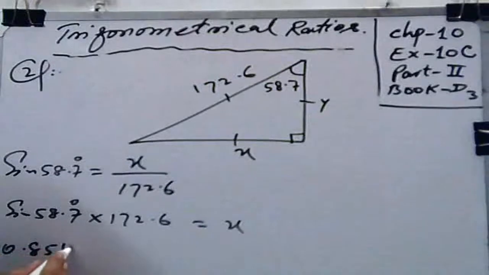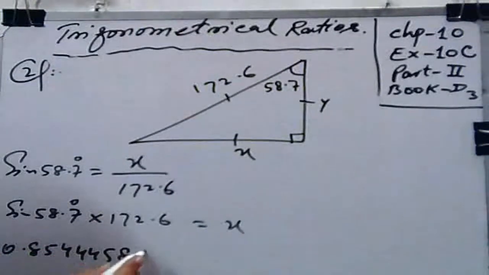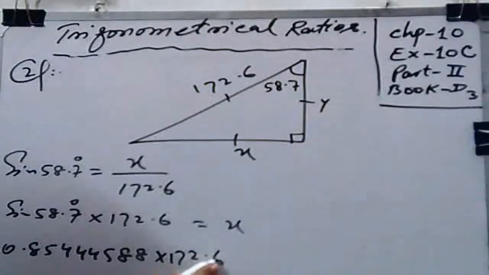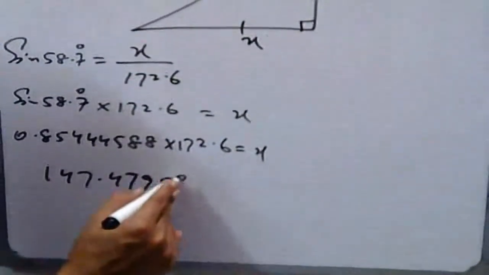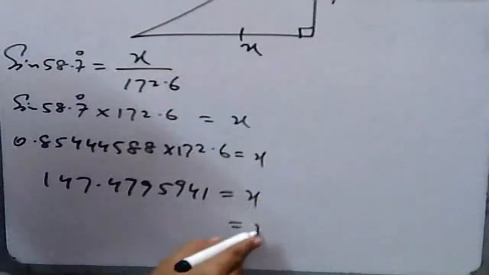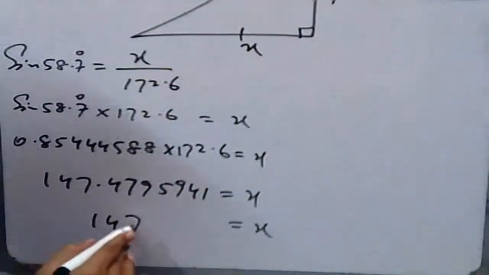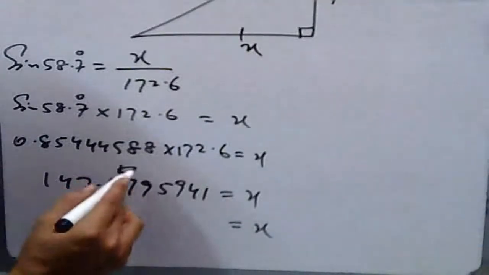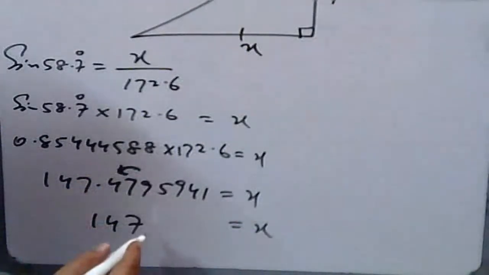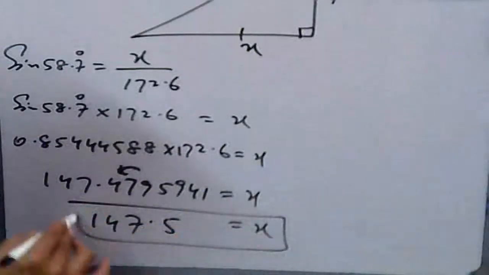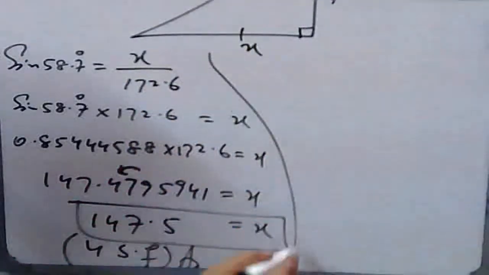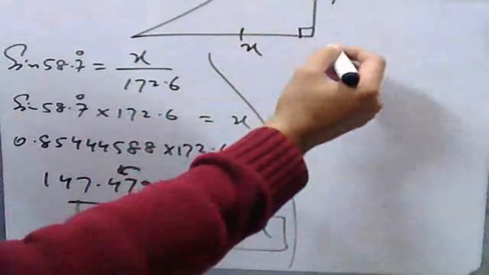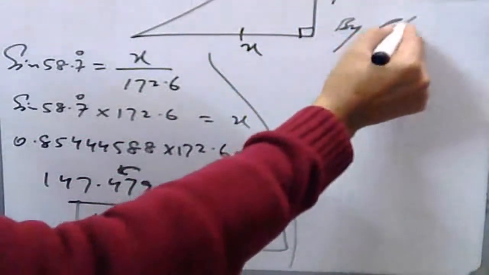So by using calculator, what is the value of sine? That is 0.8544458 multiplied by 172.6, the value of x. So after multiplication you will get 147.4795941 is the value of x, but we need the value of x up to 4 SF. So you can add it here. You can see here that 147 point 5. So up to 4 SF, that is your required result, but we have to calculate the value of y also.